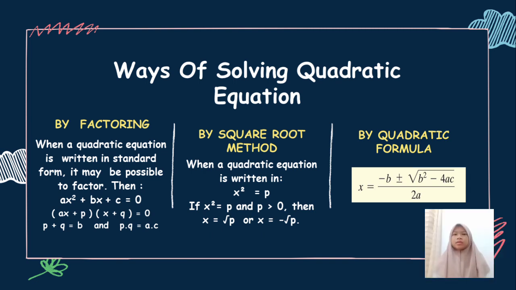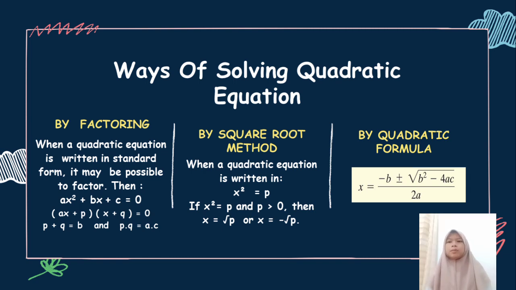The second way is by the square root method. We can use this when a quadratic equation is written as x squared equals b. If x squared equals b and b is more than 0, then x equals the root of b or x equals negative the root of b.